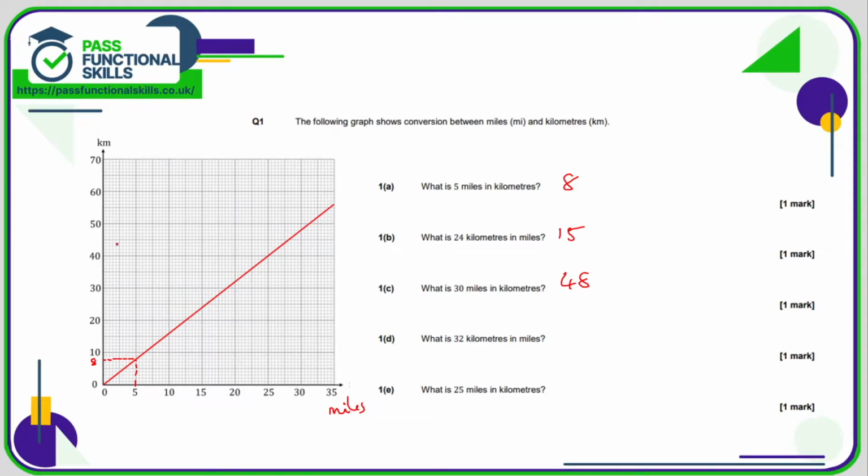32 kilometers is on the side here, so 2 up from 30 is this point here, and that corresponds to 20 miles. And 25 miles, as we go up from 25 miles, and it hits the line at 40 kilometers.